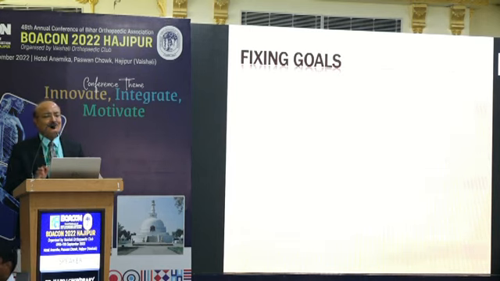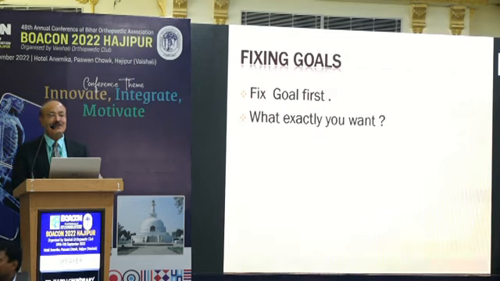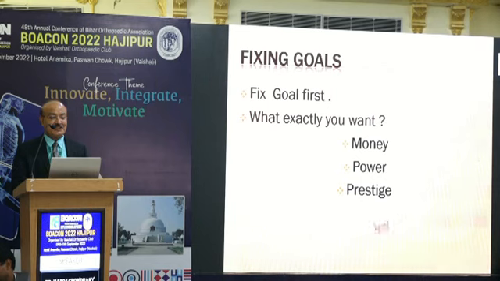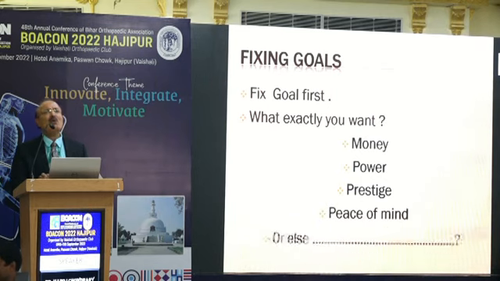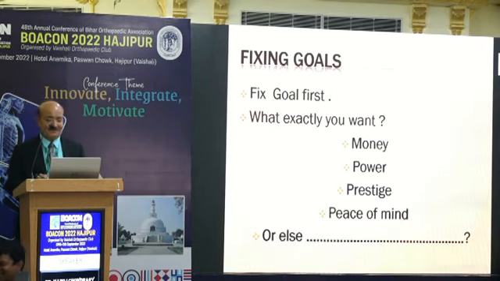For a happy life, we have to fix the goal first. What exactly do we want? Money, power, prestige, peace of mind, or something else?